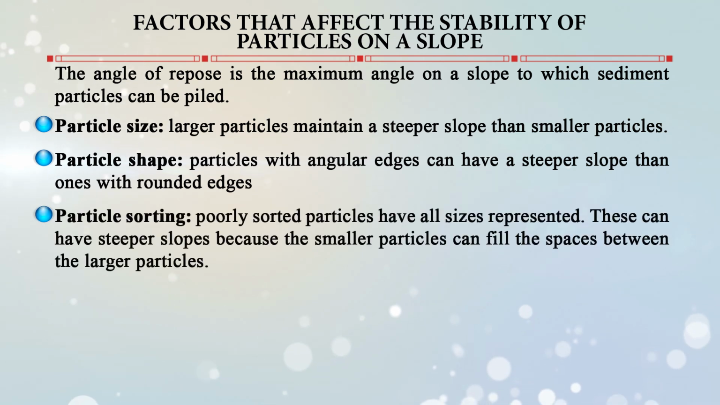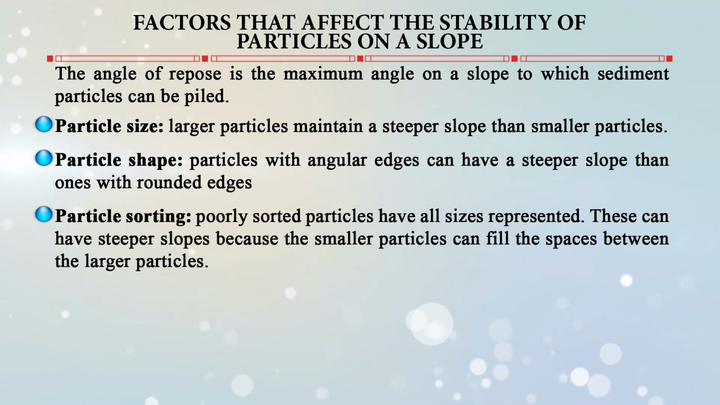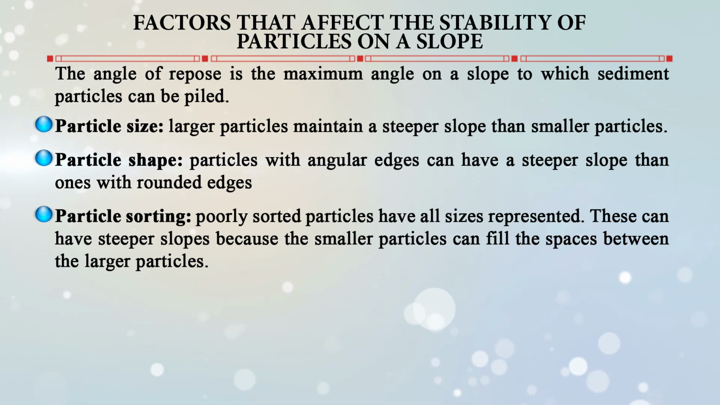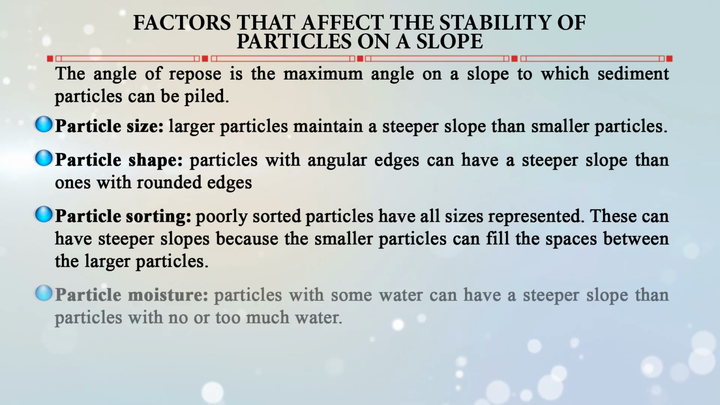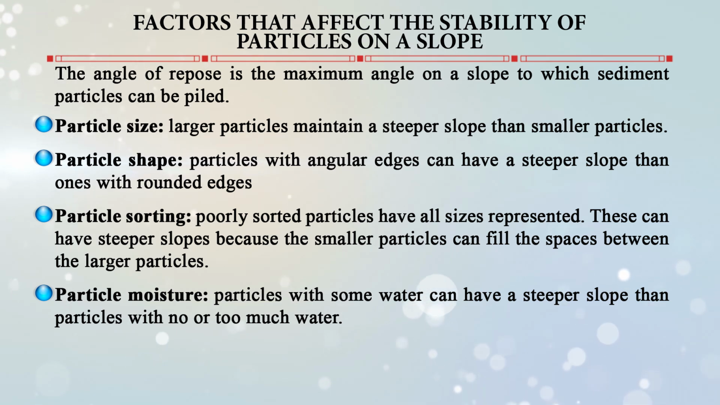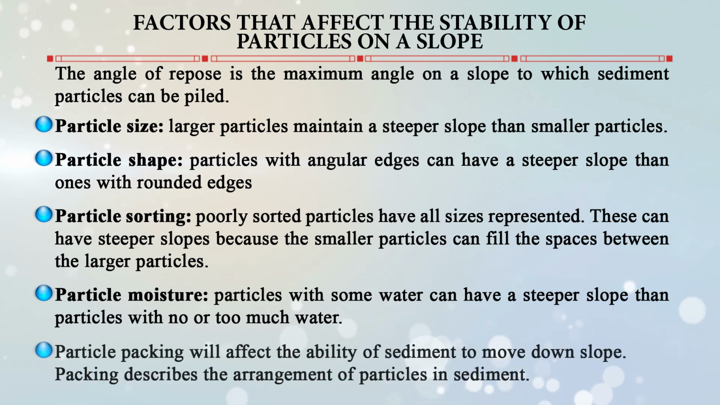Particle sorting: poorly sorted particles have all sizes represented. They can have a steeper slope because the smaller particles can fill the space between the larger particles. Particle moisture: particles with some water can have a steeper slope than particles with no or too much water. Particle packing will also affect the stability of the slope, and packing describes the arrangement of particles in the sediments.